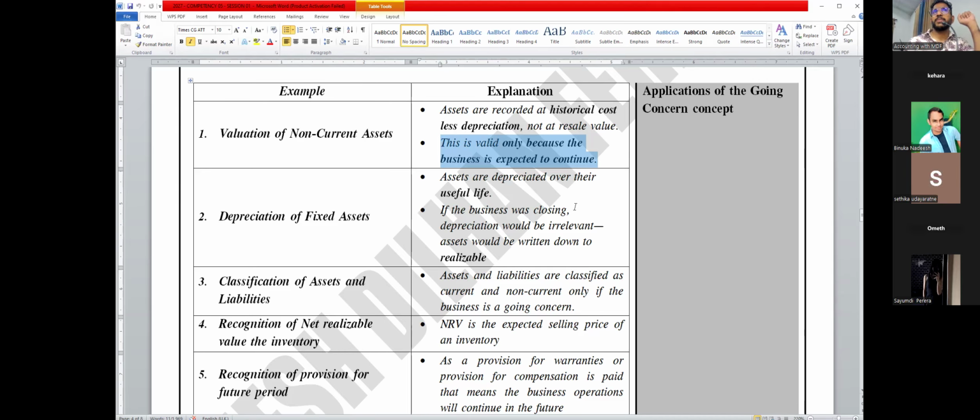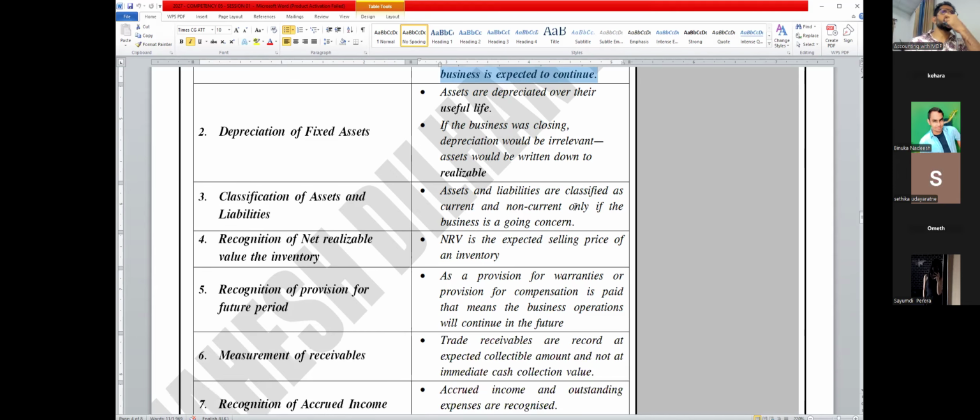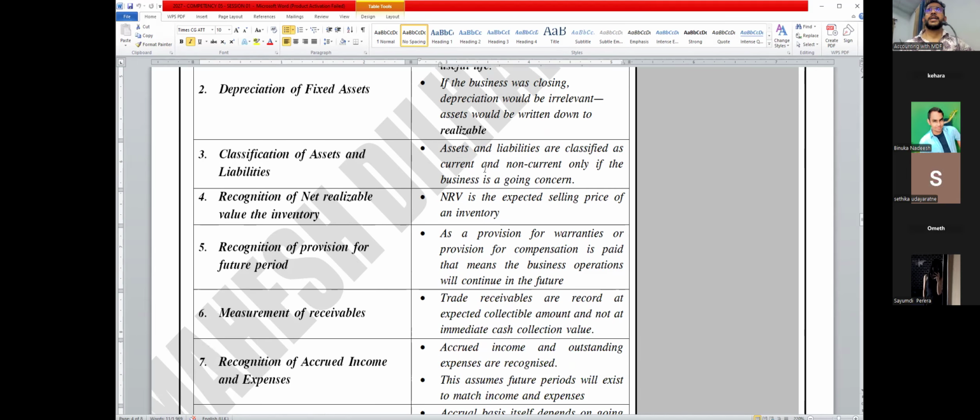My next example, classification of assets and liabilities. How are assets and liabilities classified? As current and non-current. That classification exists only if the business is a going concern. Otherwise, what is the purpose of classifying assets as non-current? What is the purpose of classifying liabilities as non-current if there is no going concern? Understood? Perfect.